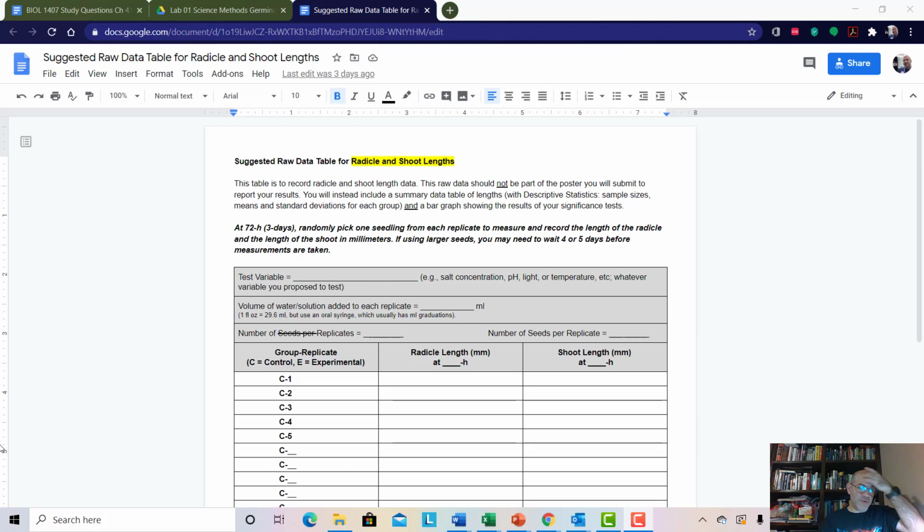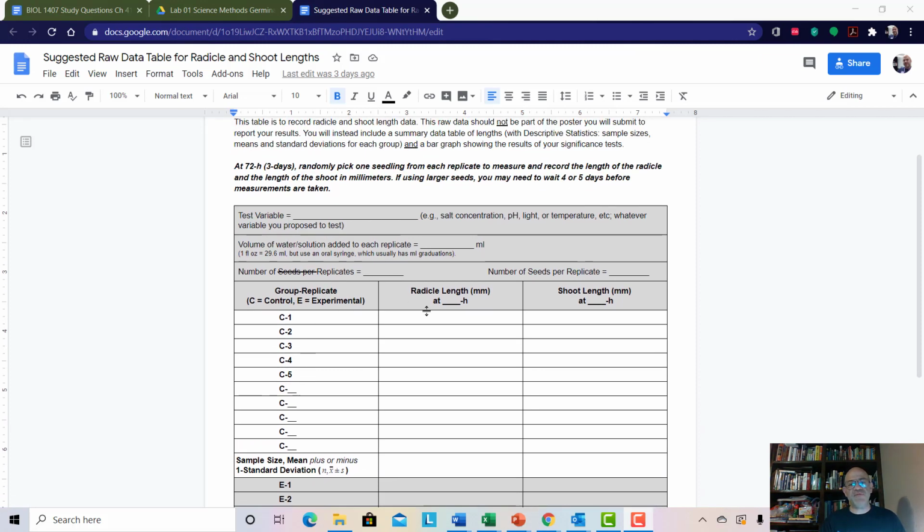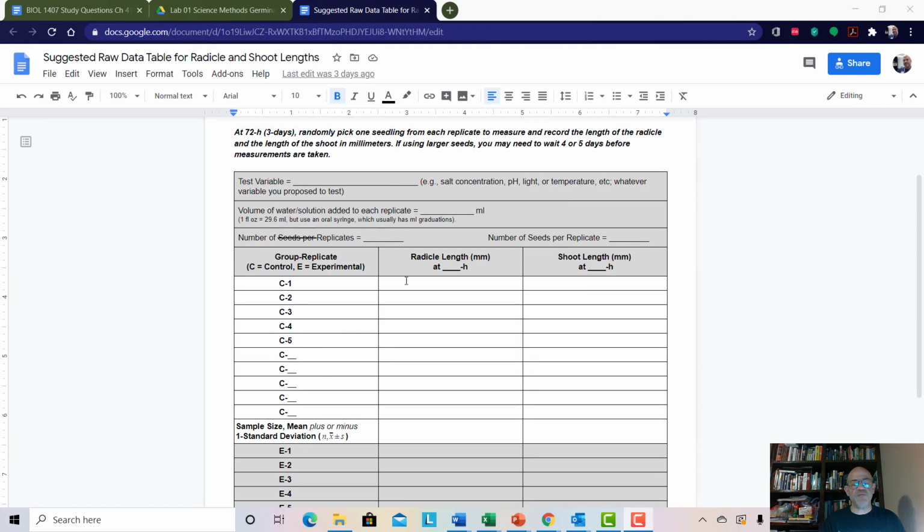Hello, so in today's tutorial we are going to look at how to use Excel to generate some descriptive statistics and even produce some simple graphs using some data that you may have collected during the laboratory. This is that data sheet that I helped provide for you for your control group and your experimental group for your seed germination and growth studies.